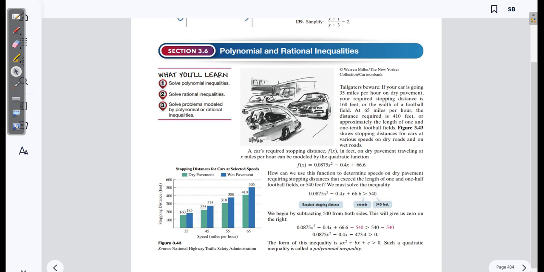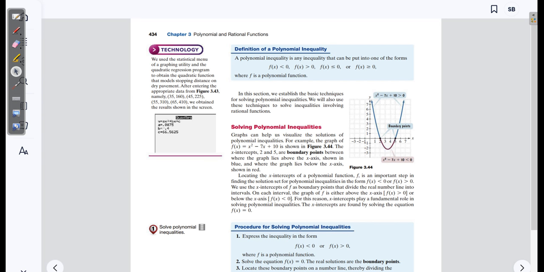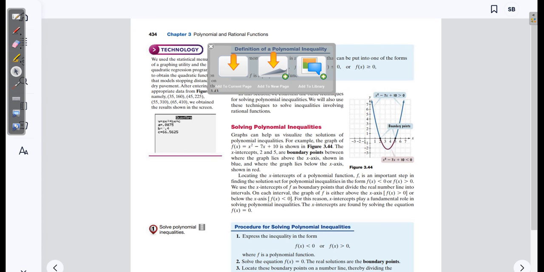Okay, so what is an inequality? Well, an inequality is something that is unequal, right? What we're talking about are the signs here that you've seen before: the less than, the greater than, less than or equal to, and then the greater than or equal to, right? These are all inequalities. They are unequal.